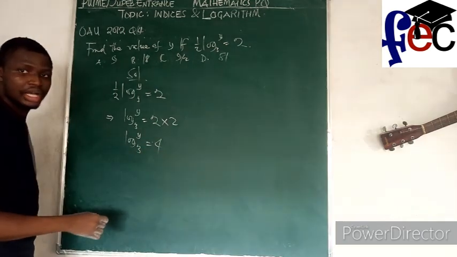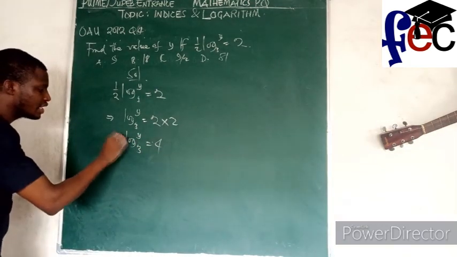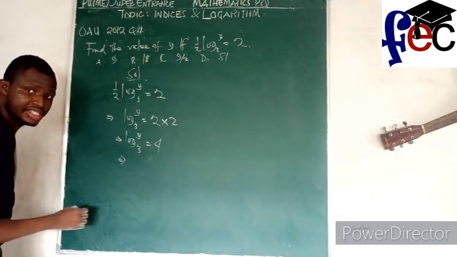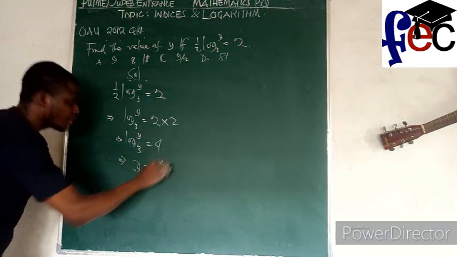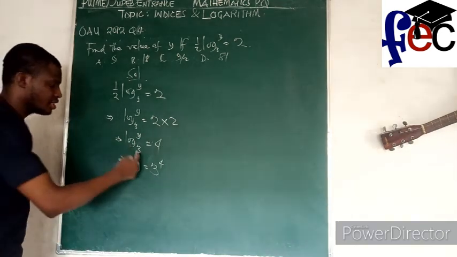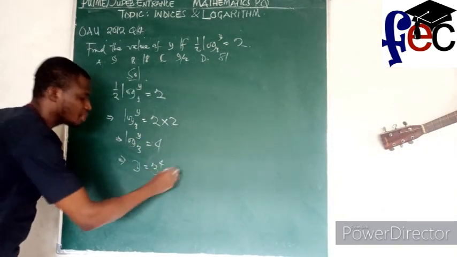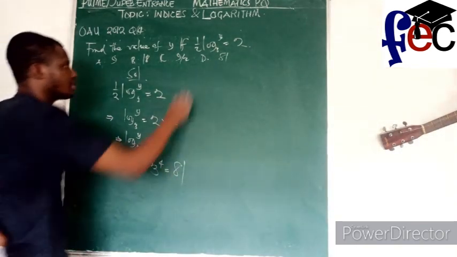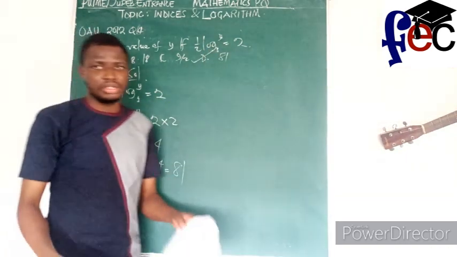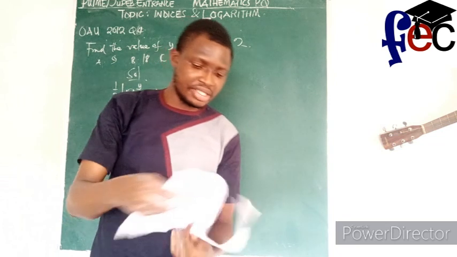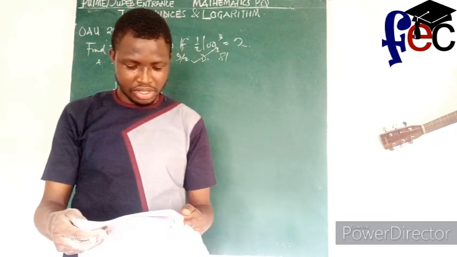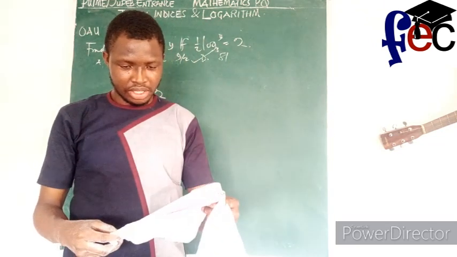So this will become log y base 3 equal to 4. And I can convert this to an indicial equation now. That means from here, my y is going to be equal to 3 raised to power 4. The base carries this. And what is 3 raised to power 4? 81. That's option D. So you can see that it is very simple.